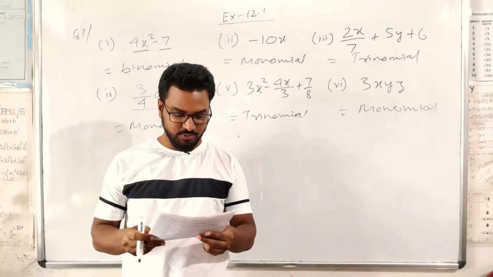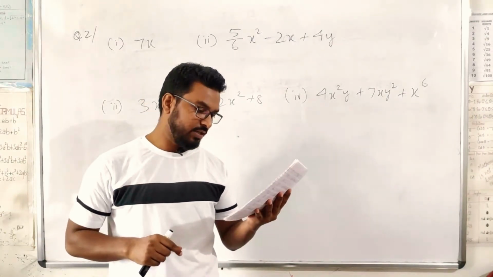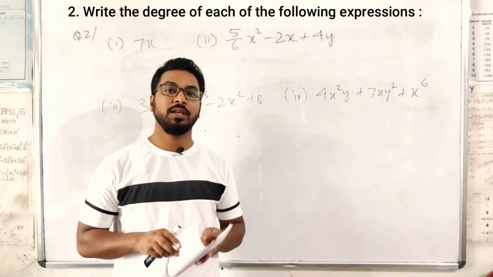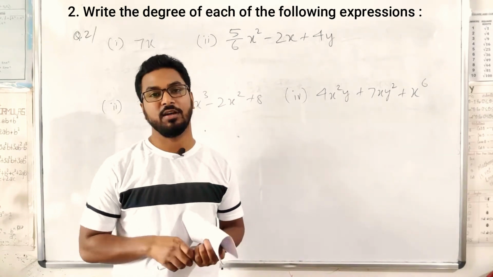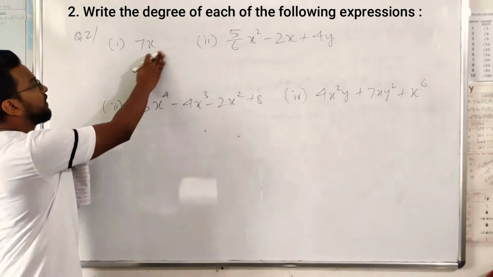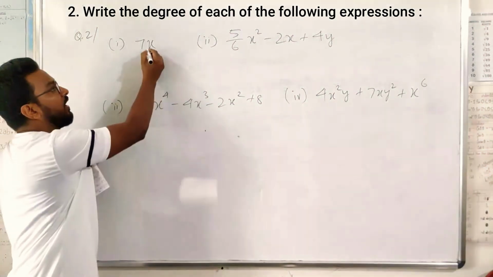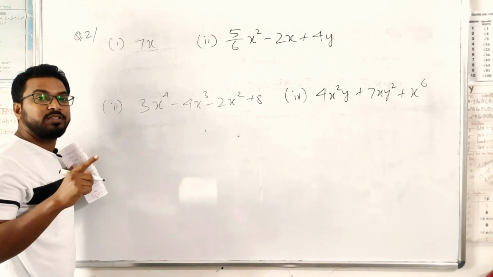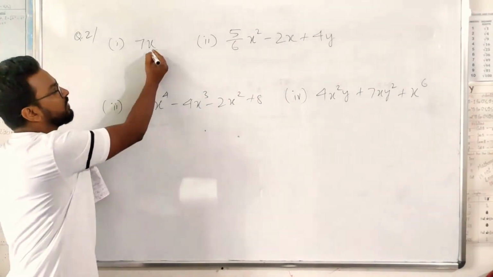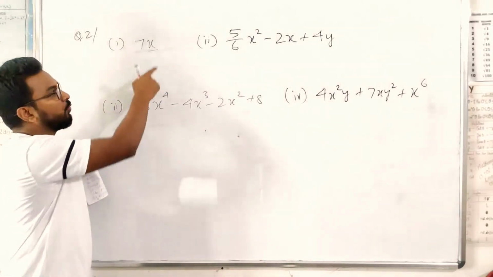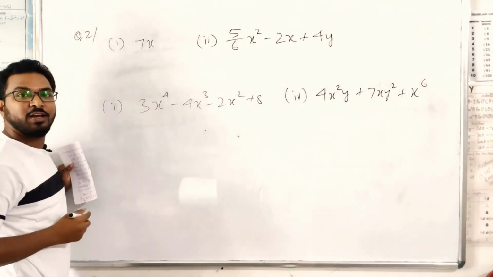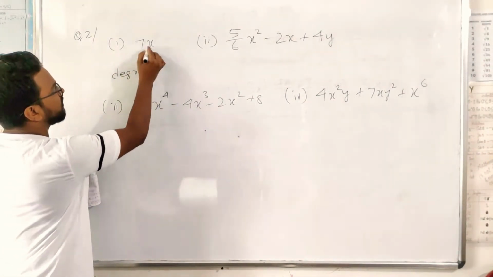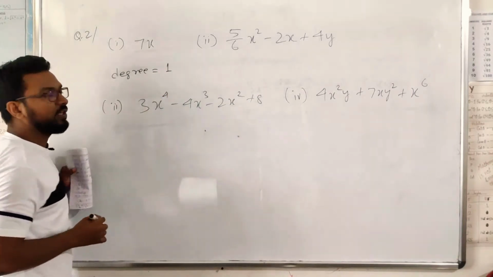We'll proceed to the next question. Our next question is: write the degree of each of the following expressions. Now what is degree? Degree means the highest power of the variable. Now in this case, what is the variable? X is the variable, right? The unknown value, or you can say the one which doesn't have any fixed value. X is the variable. Now what is the power of x? The power of x is 1, so the degree will be 1. The highest power of this expression is 1.